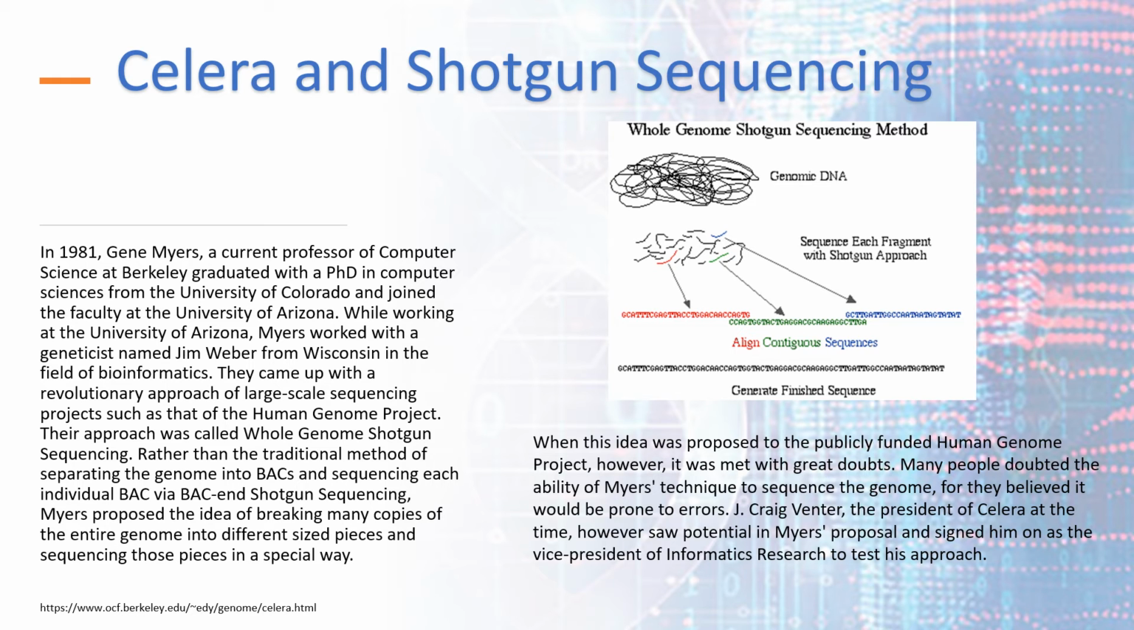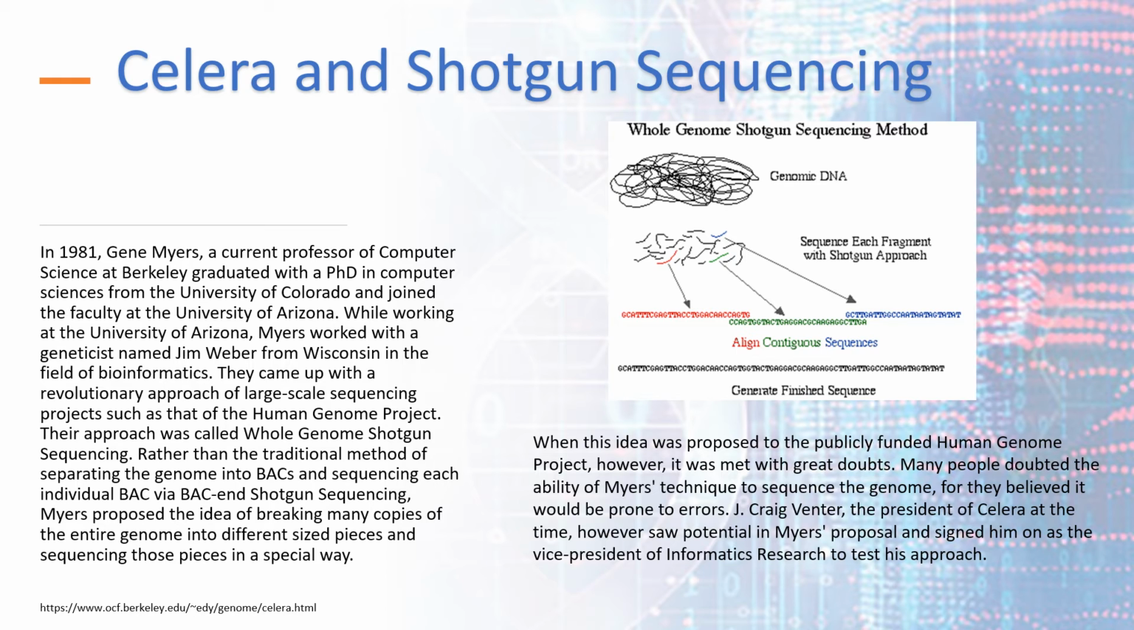Rather than the traditional method of separating the genome into BACs and sequencing each individual BAC via BAC and shotgun sequencing, Myers proposed the idea of breaking many copies of the entire genome into different sized pieces and sequencing those pieces in a special way.